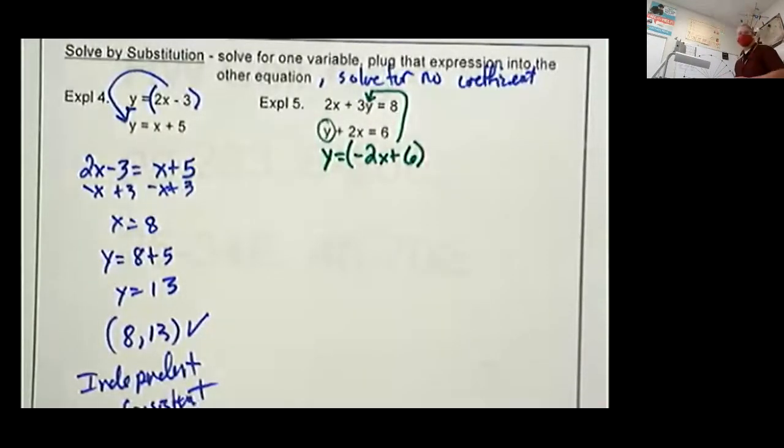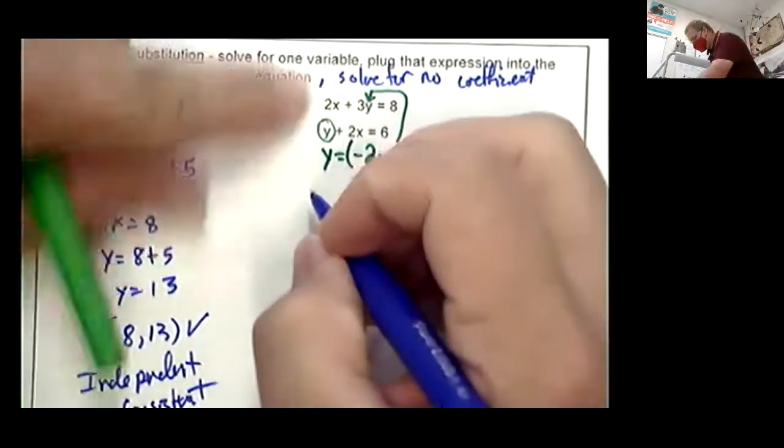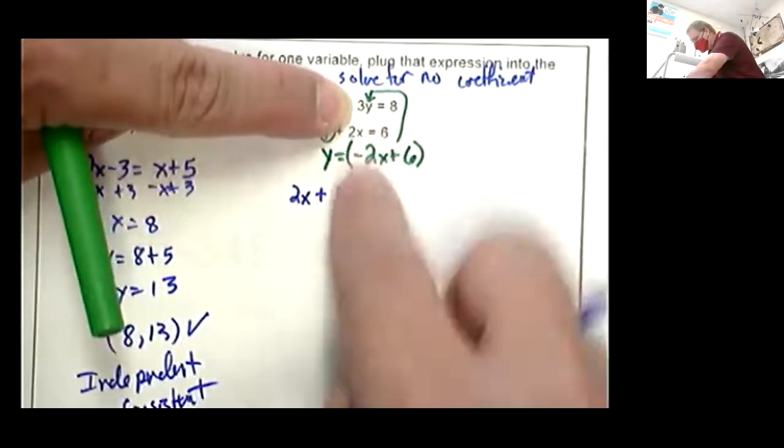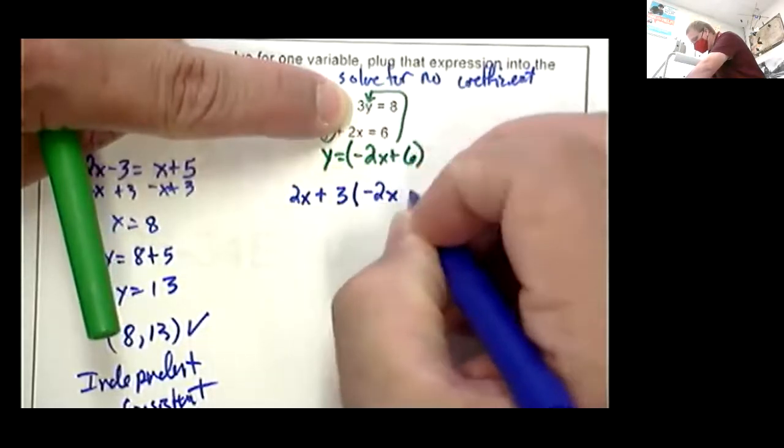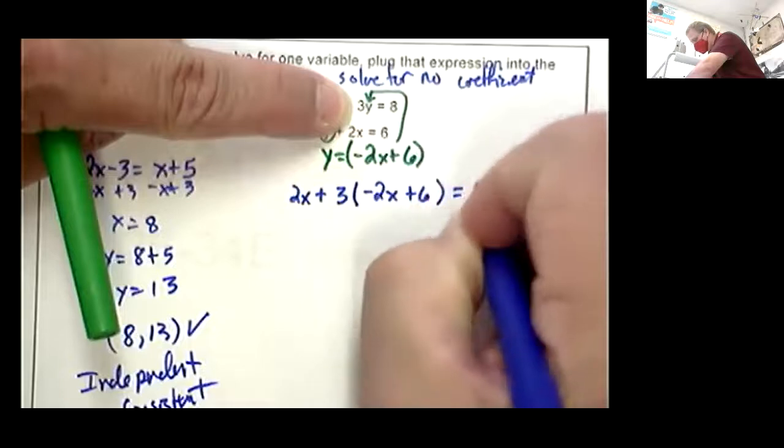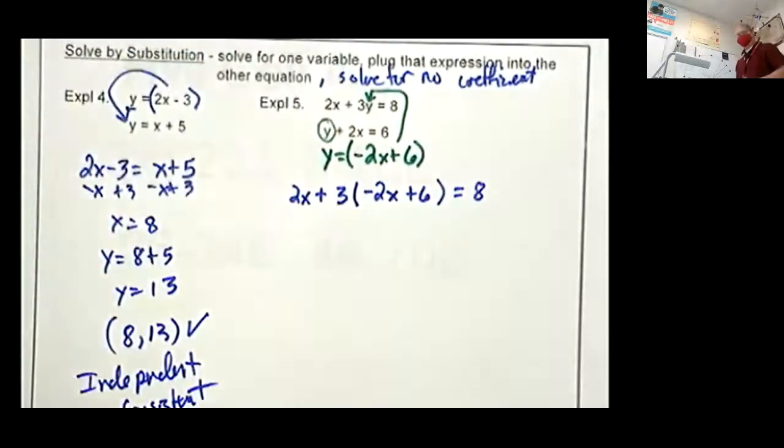This is going to turn into a giant distributive property problem. So here we go. I'm starting with the first equation. This is 2x plus the coefficient 3. Notice this whole thing has to be written as distributive property. I'm taking the y, which we just solved for, this expression, and plugging in. We get negative 2x plus 6, and that equals 8. So there's my algebra equation. We just solve from there.